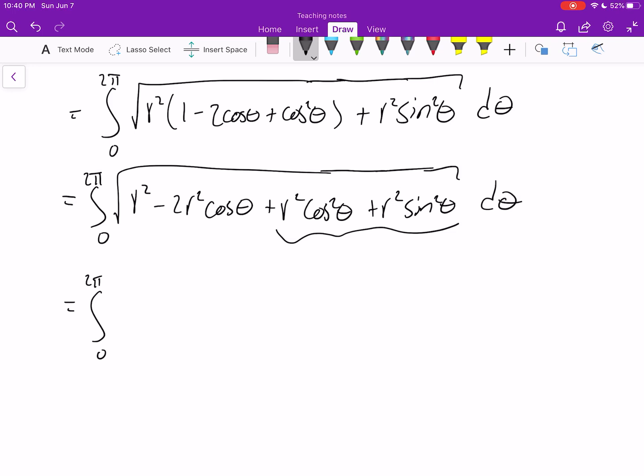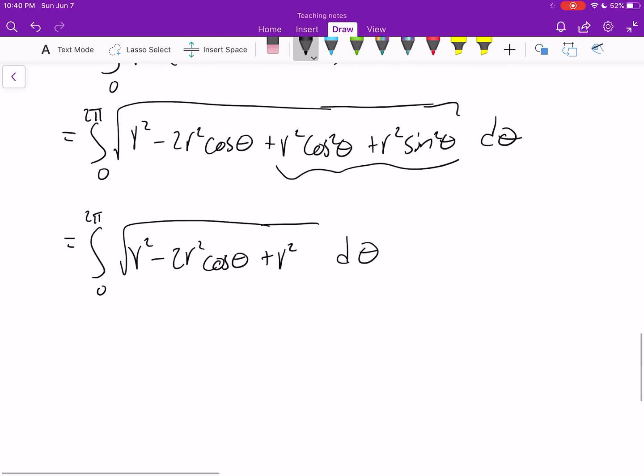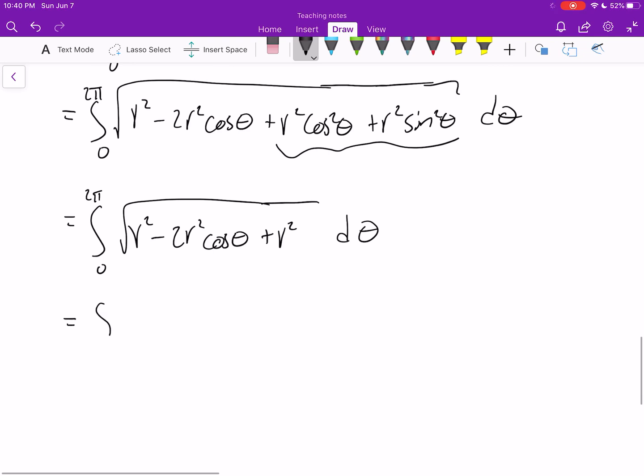So this is the integral from 0 to 2 pi of r squared minus 2r squared cosine theta plus r squared d theta. And again, that r squared comes from the r squared cosine squared plus r squared sine squared. This is the integral from 0 to 2 pi times the square root of 2r squared minus 2r squared cosine theta d theta.